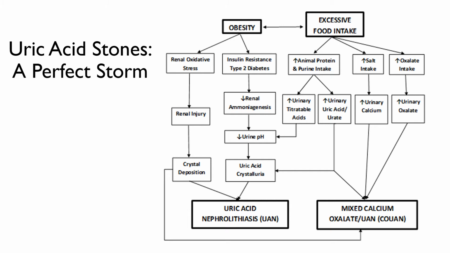In concert with this, with the obesity comes excess food intake, increased animal protein and purine intake, which leads to increased urine titratable acids, which lowers urine pH. It leads to increased uric acid content, which contributes to uric acid crystalluria. And then obesity itself can cause a renal oxidative stress, some renal injury, even subclinically, which can create a nidus for crystal deposition, ultimately conspiring to cause uric acid nephrolithiasis. So it may be that a cocktail approach addressing a variety of these factors may be more beneficial.